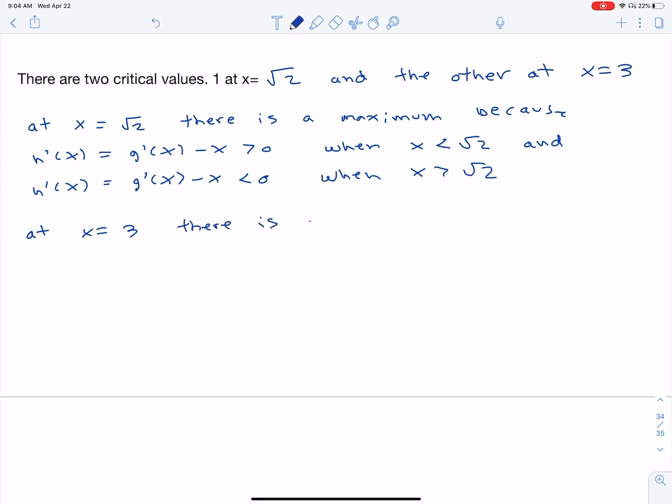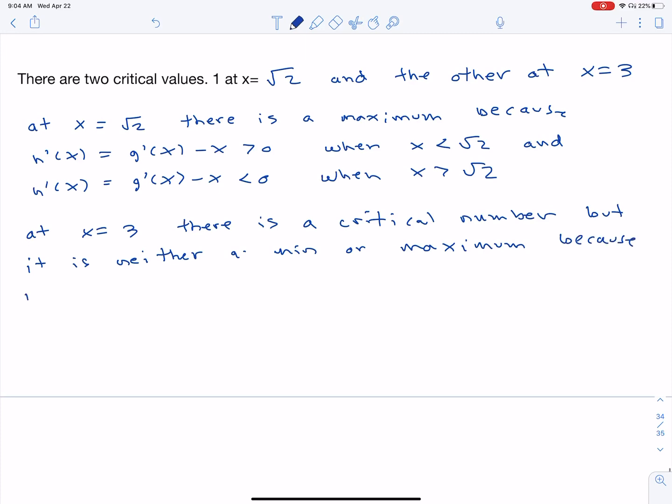Then I'm going to say at x equals 3, there is a critical number, but it is neither a minimum or maximum because h prime of x never changes sign. Okay, and I think that is it. That's all there is to it.